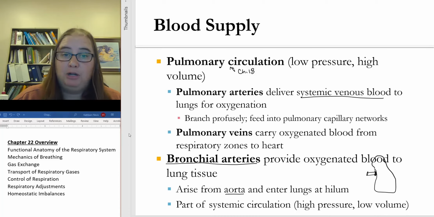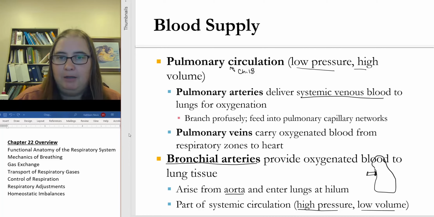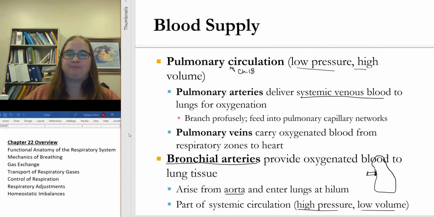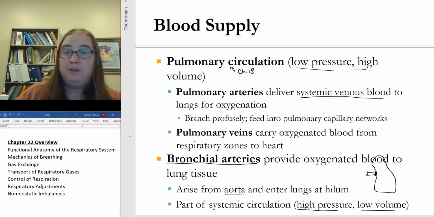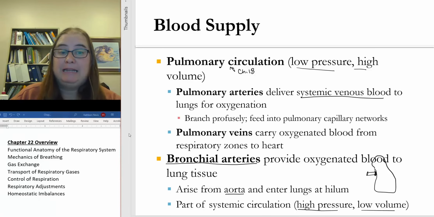This is unlike the pulmonary circulation, which is low pressure, high volume. This is under the direction of the left side of the heart, so it's going to be a high pressure, low volume environment because it's coming off of that left side of the heart. We'll be moving on to mechanisms of breathing in the next lecture.